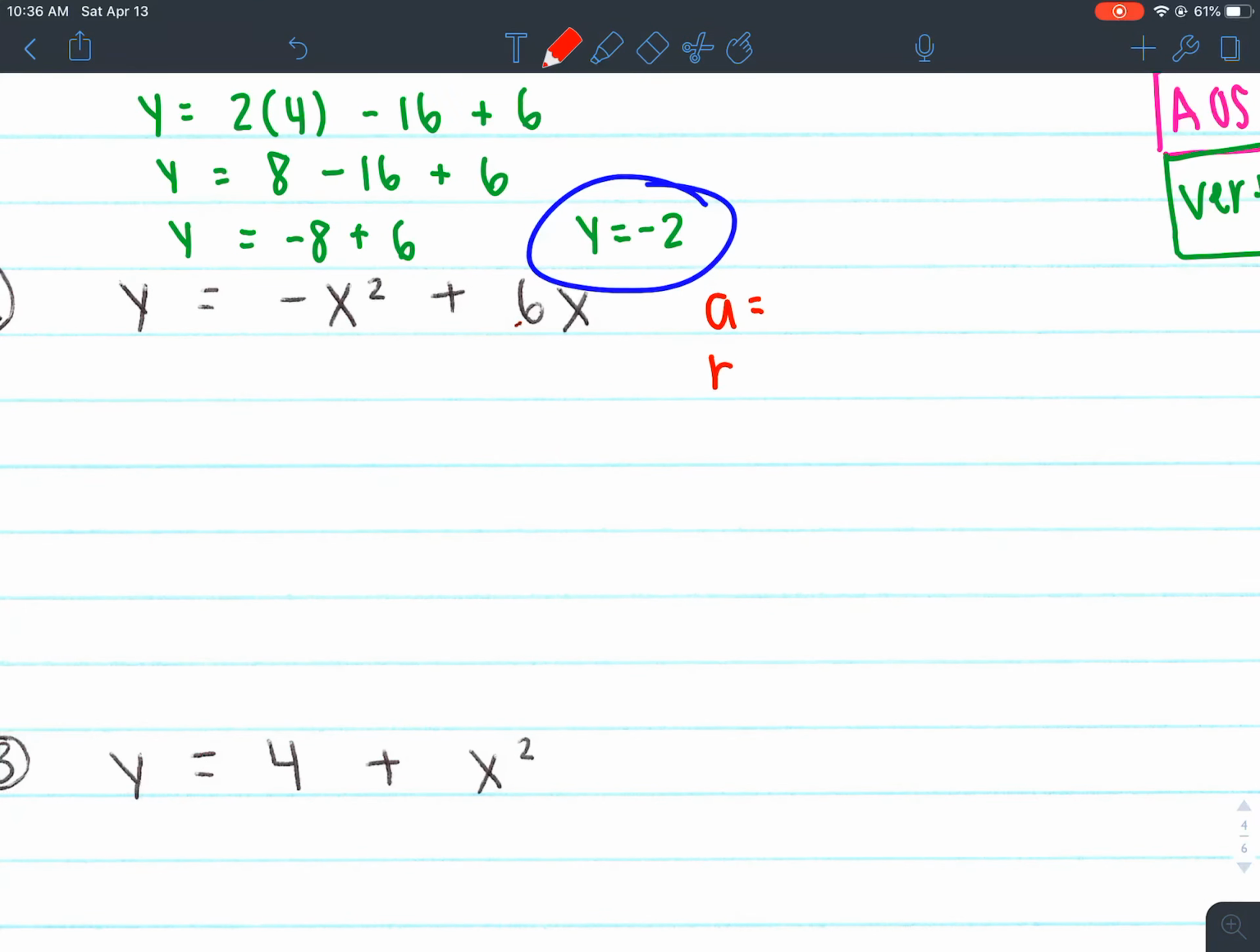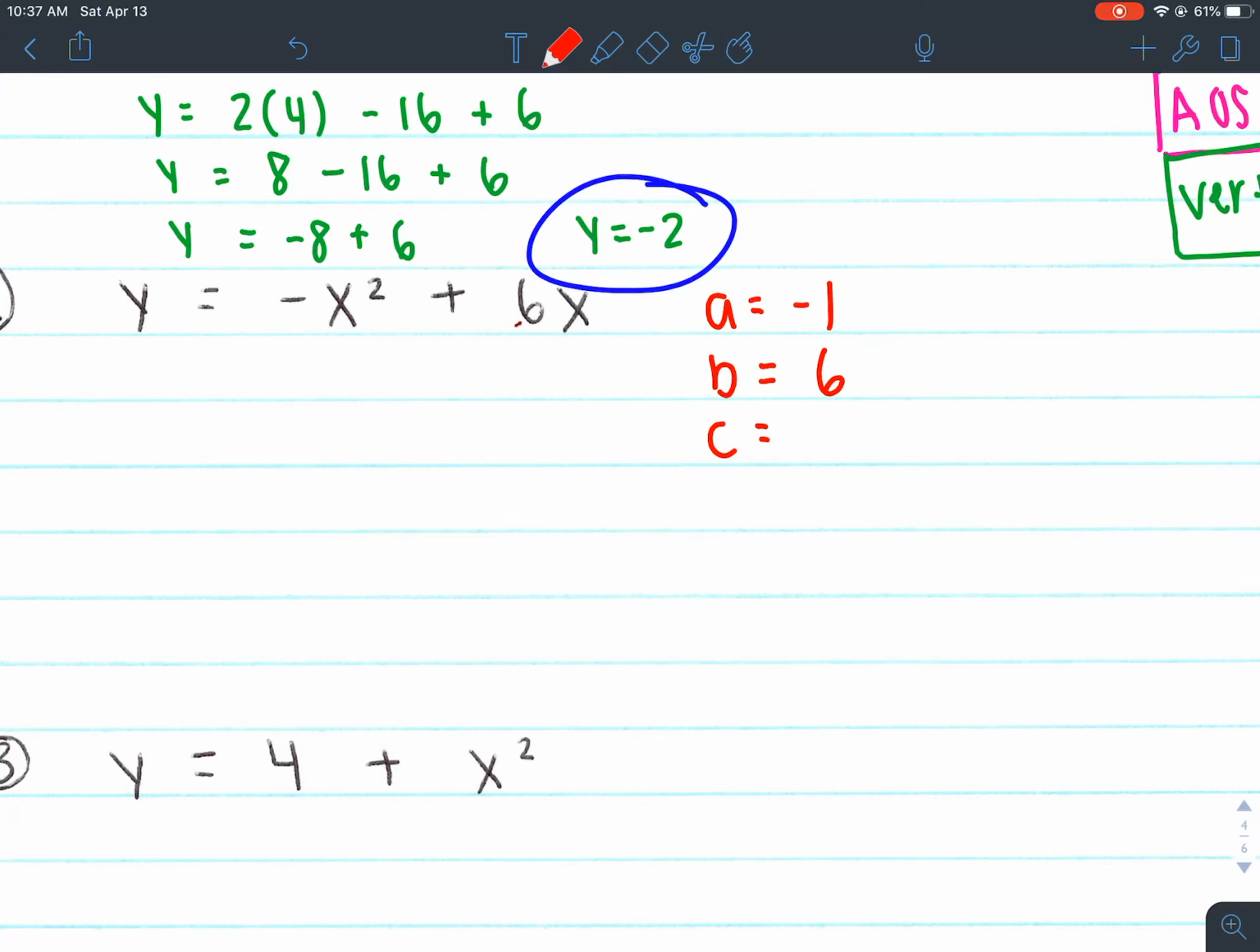Okay, we have A, B, and C. We need to identify those first. You always identify those first. Our A here is what? Remember, A is always attached to x squared. In this case, it's -1. Okay? Our B is 6.